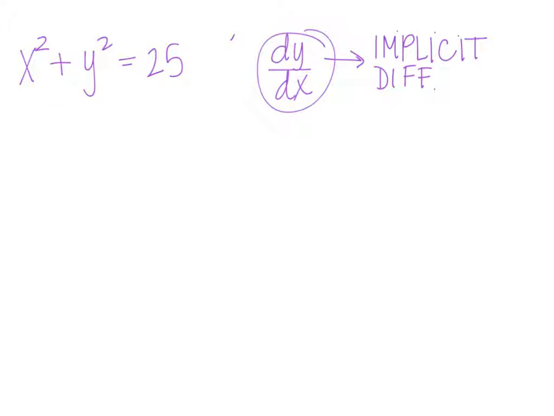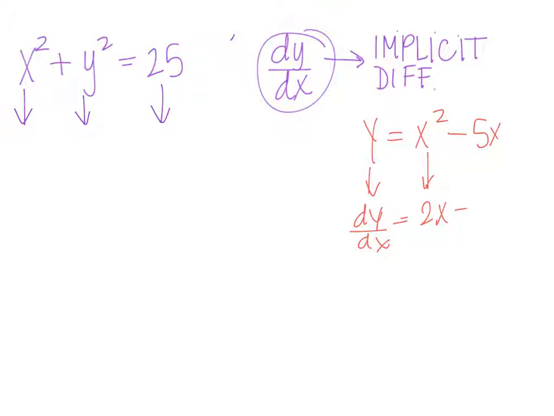We're going to take the derivative, just like we did before, of every single piece. Just like we did explicitly. Let's say explicitly, again, you've got y is equal to x squared minus 5x. We took the derivative of every piece. We said dy dx, or y prime, is equal to 2x minus 5. We took the derivative of every piece to create the equation for the slope of the tangent line. So we're going to do that. We're going to do 2x plus 2y dy dx is equal to 0.